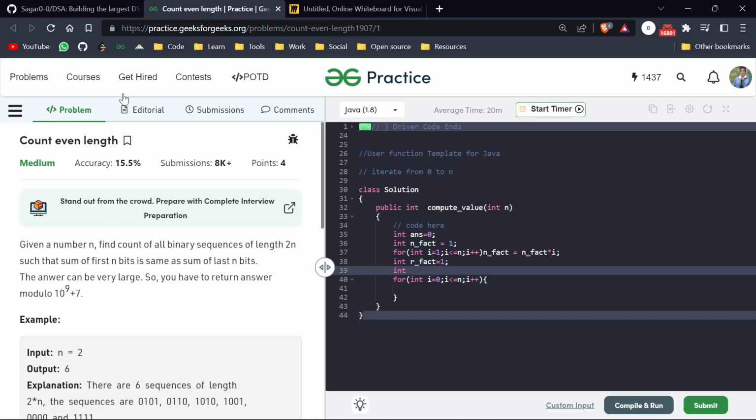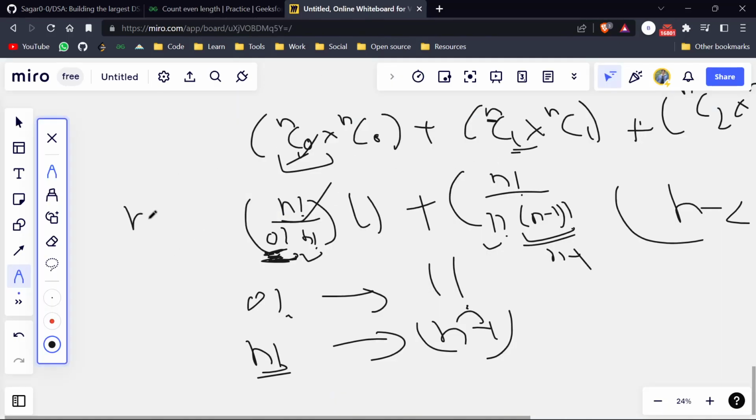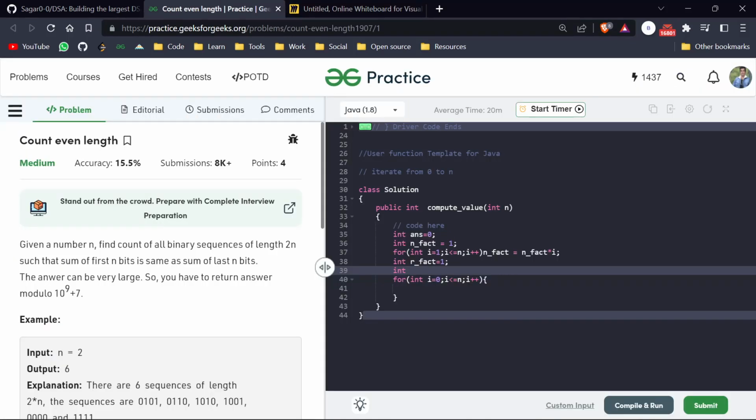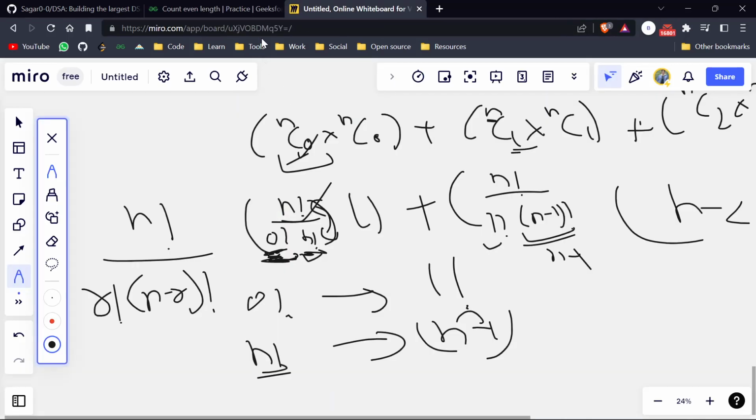And the second term, that is here. So the formula was n factorial by r factorial into n minus r factorial. So here n minus r factorial initially is equal to our n factorial. All right. So what we have to do, we have to just change our denominators every time, and the rest of the things will be same.